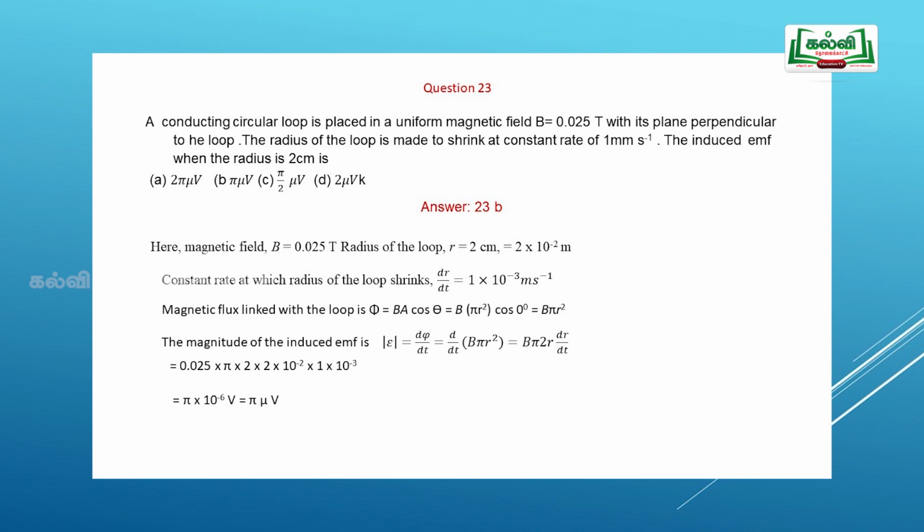Dr by dt is given as 1 millimeter per second. R is also given. What is the value of R to be taken? When the radius is 2 centimeter, it is asking you for EMF. So here B is given 0.025, pi 2, R is 2 centimeter, dr by dt is given as 1 millimeter per second. Substitute and find the value as pi microvolt. 24. It's a capacity C, charged to a potential difference V1.